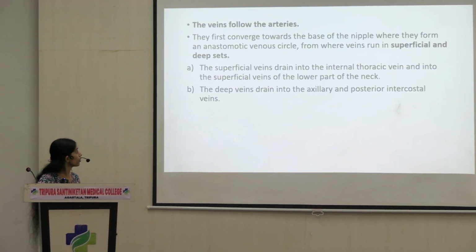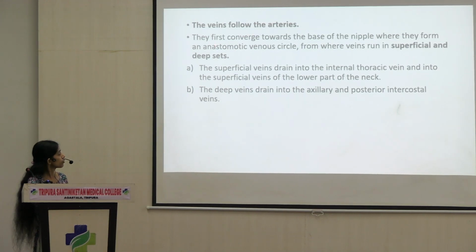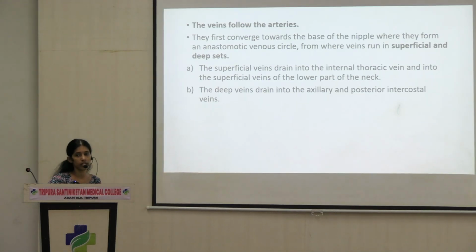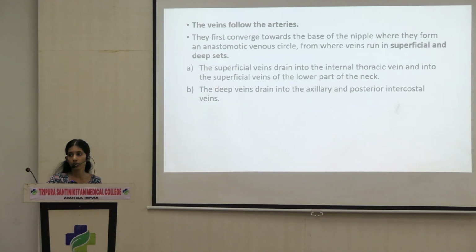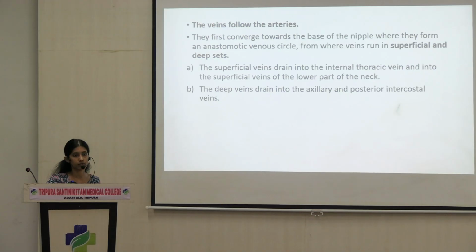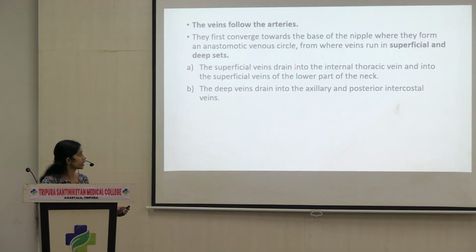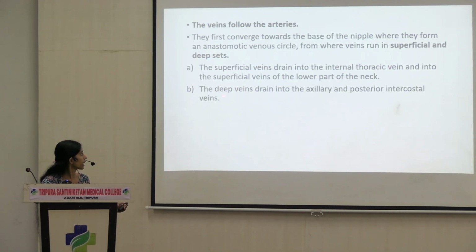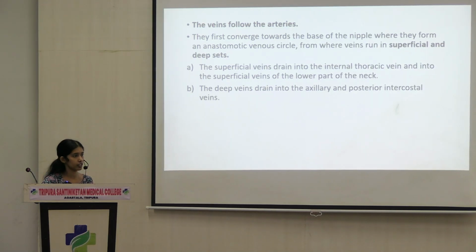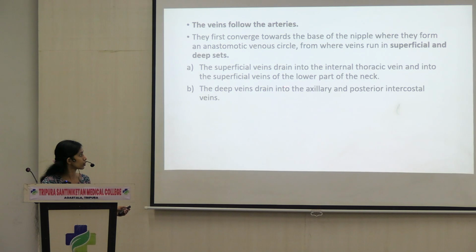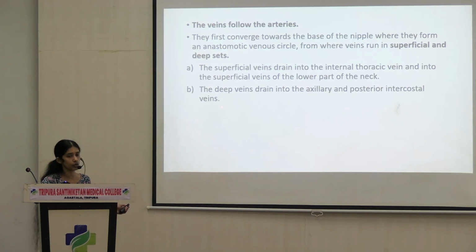Next one. The veins follow the arteries. They first converge towards the base of the nipple where they form an anastomotic venous circle from where veins run in superficial and deep sets. So the venous drainage takes place in two sets. One will be the superficial set and another will be the deep set. The superficial veins drain into the internal thoracic vein and into the superficial veins of the lower part of your neck region, and the deep veins drain into the axillary and posterior intercostal veins.